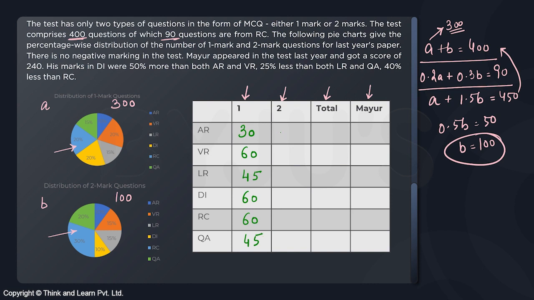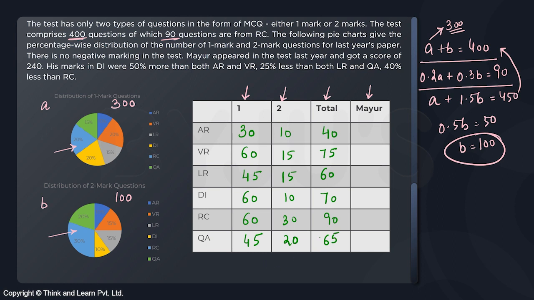Similarly, when I talk about 2 markers, they are out of 100. So 10% is 10, 15% is 15, the next is again 15, next is 10, next is 30, and the next is 20. That means total number of questions in AR is equal to 40. Total number of questions in VR is equal to 75. Total number of questions in LR is equal to 60. DI is 70. RC is 90. And then QA is 65.